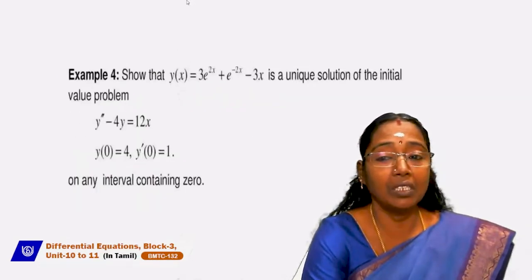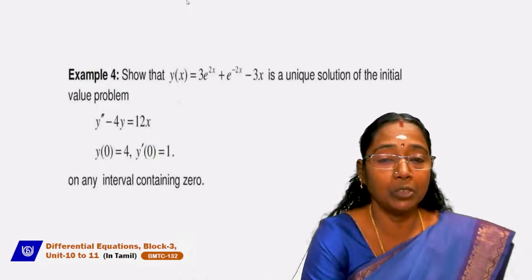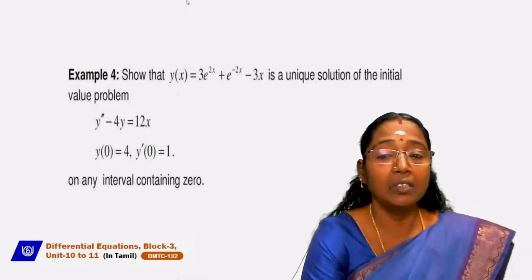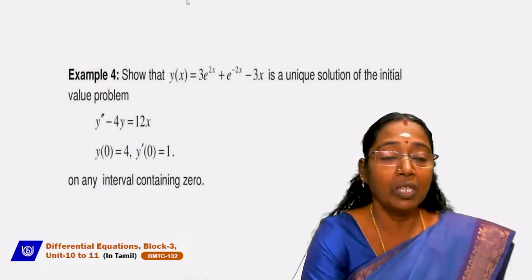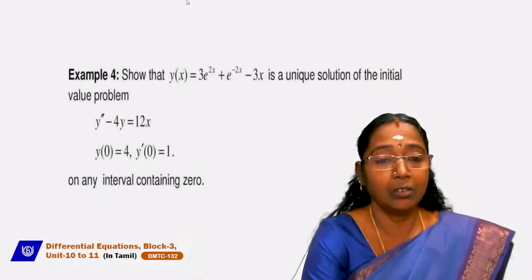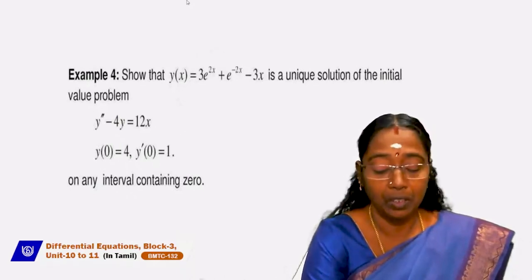Here we come to an example. Show that y of x equals 3 e power 2x plus e power minus 2x minus 3x is a unique solution of the initial value problem y double dash minus 4y equals 12x, with the initial conditions y of 0 equals 4, y dash of 0 equals 1, on any interval containing 0. Here we have to show that the given function y of x is the unique solution.